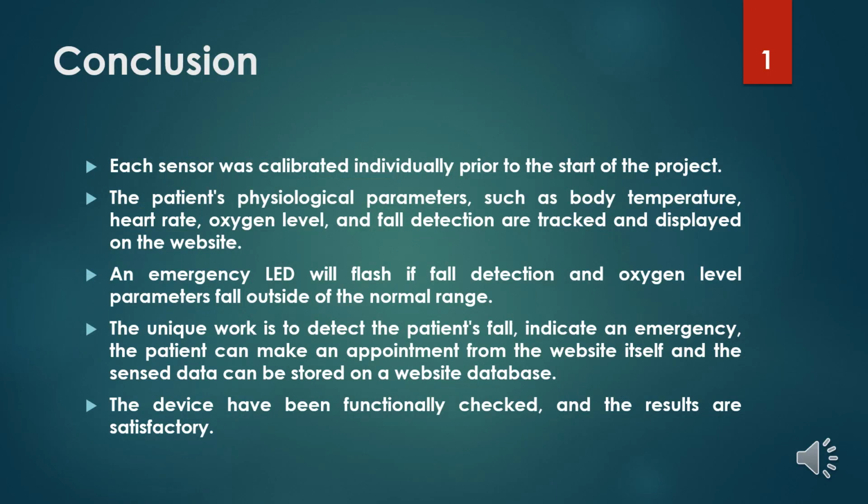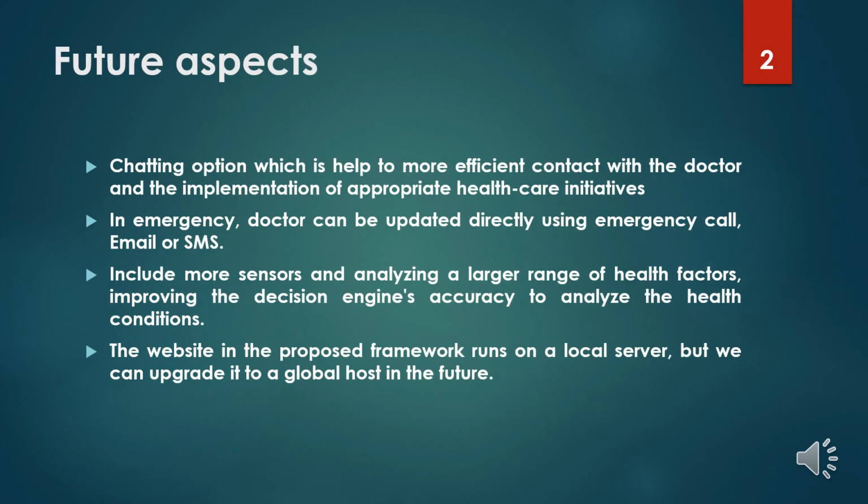So now let's come to the conclusion. We have calibrated each sensor and understood how they work. With the help of these sensors, we have measured various parameters and took different samples of different conditions. This system can detect the fall of a patient and low oxygen level. Instantly, it gives an indication to the doctor and guardian about the emergency. The device has been functionality checked and measured results are compared with standard equipment.